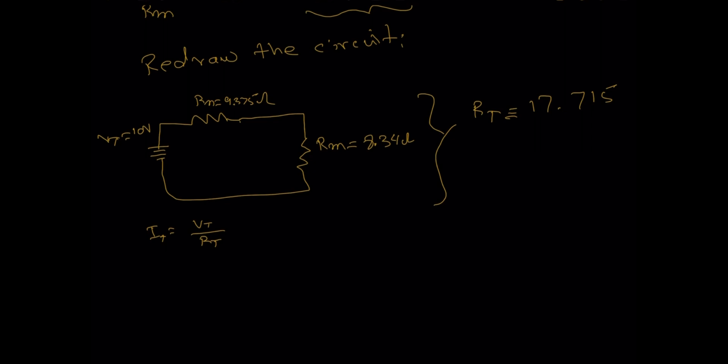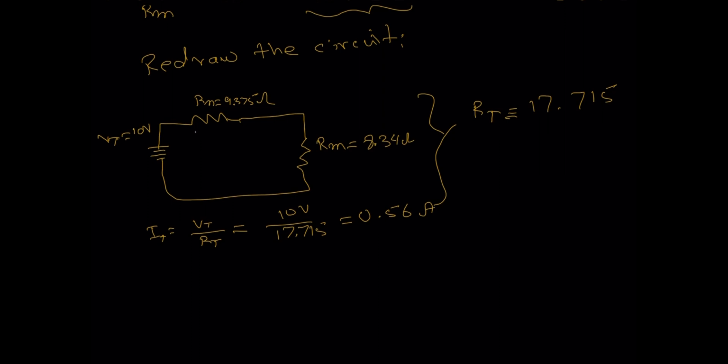Okay, so that's my RT. Now, since we got RT, we can move on and find IT actually. IT will be VT, which is 10 volts divided by 17.715. 10 divided by 17.715 will give me 0.56 amp.